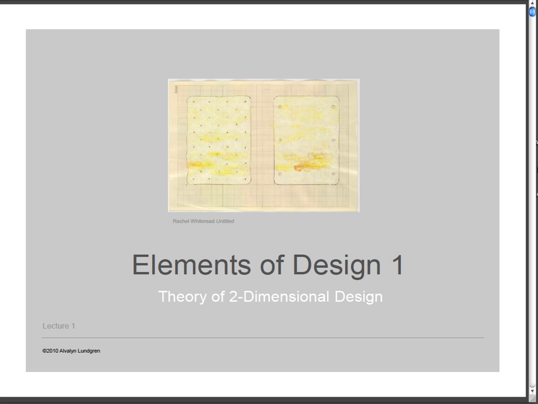Okay, so this is Elements 1, and this is your first lecture. And what we want to do is start with the big picture in a way, to talk basically about some of the bigger issues of design and perceptions and things like that. And then we're going to launch into breaking down the various elements of design and defining them and so forth.